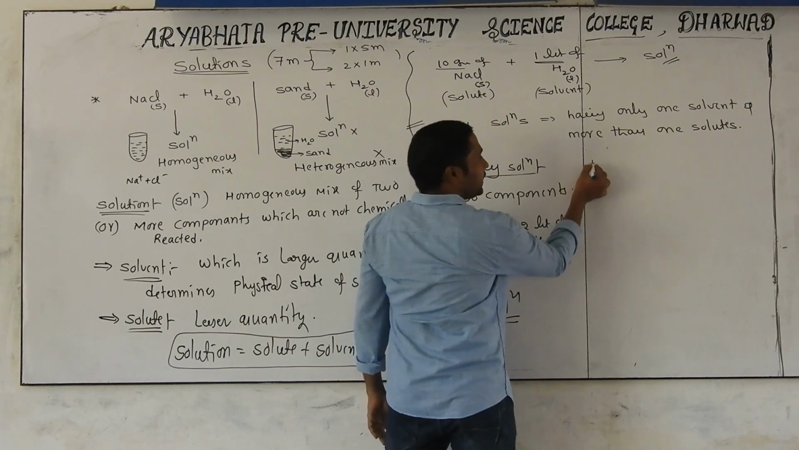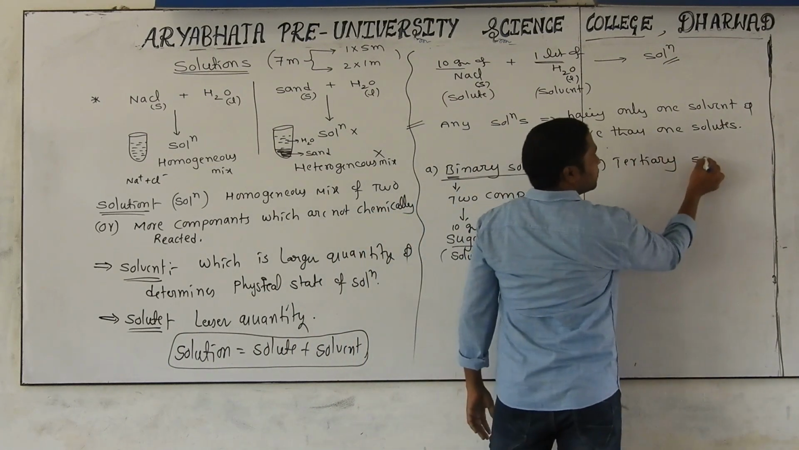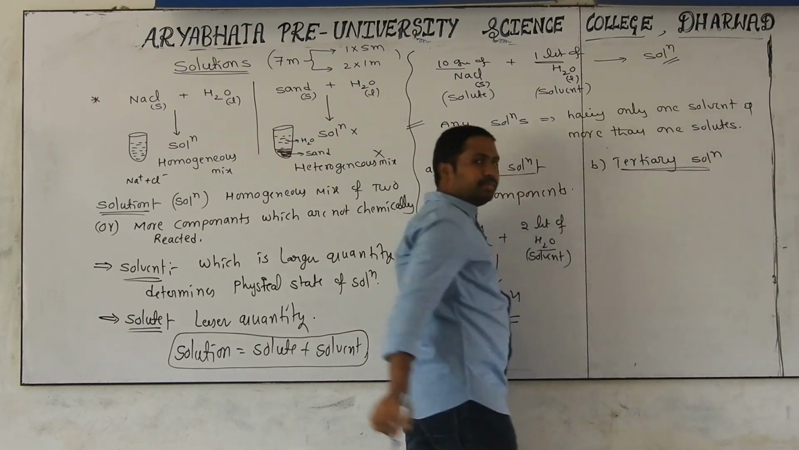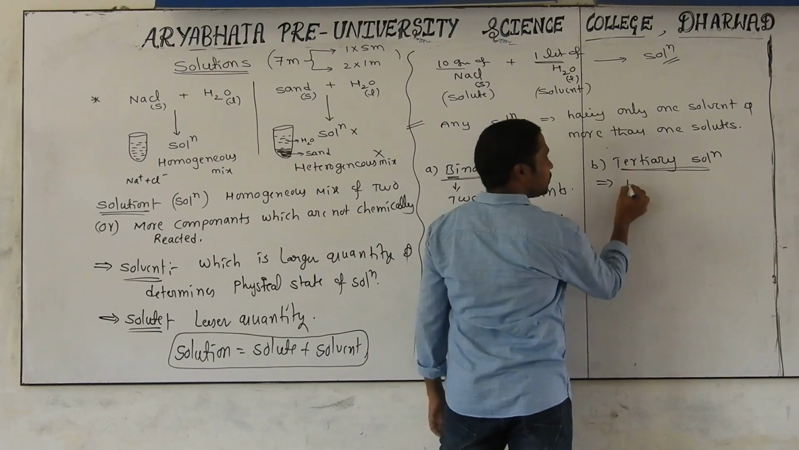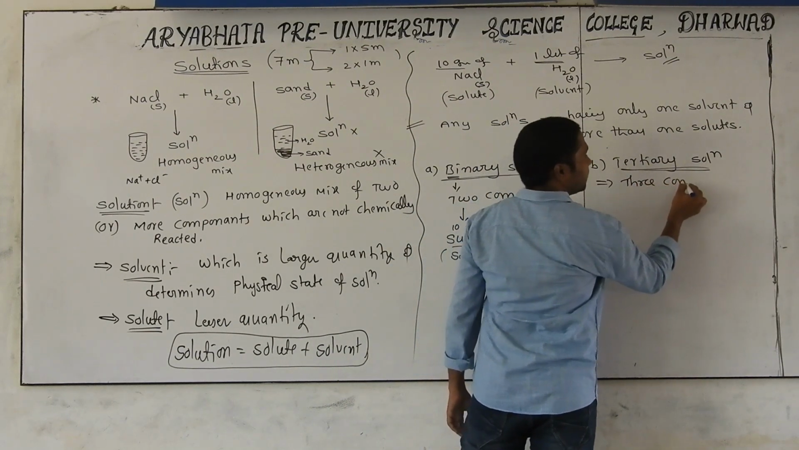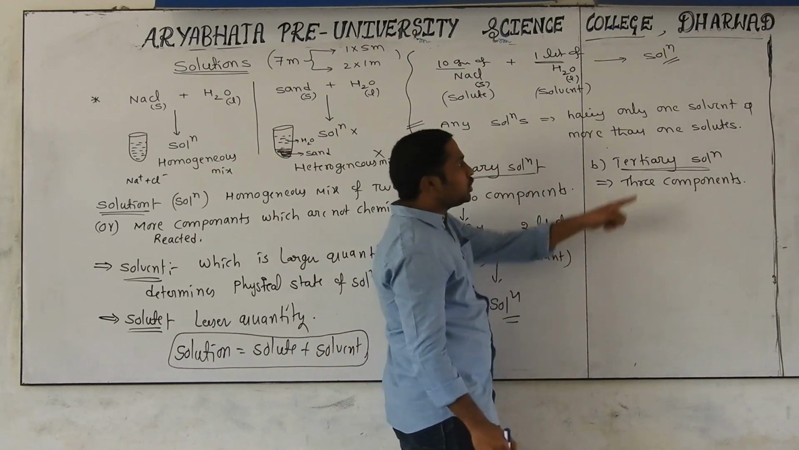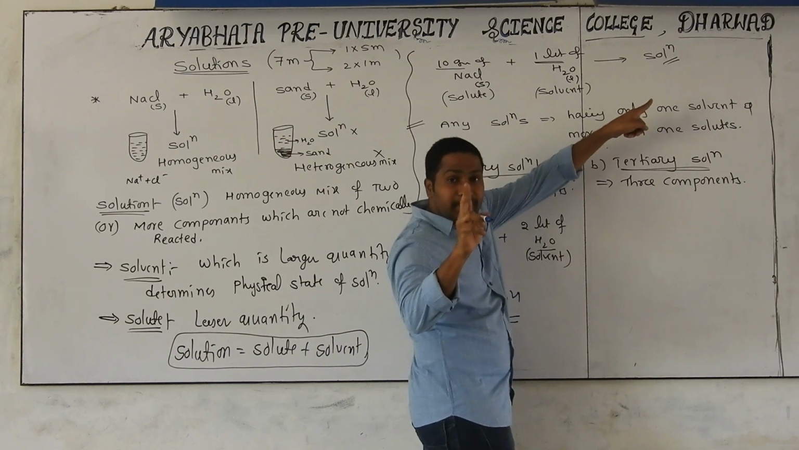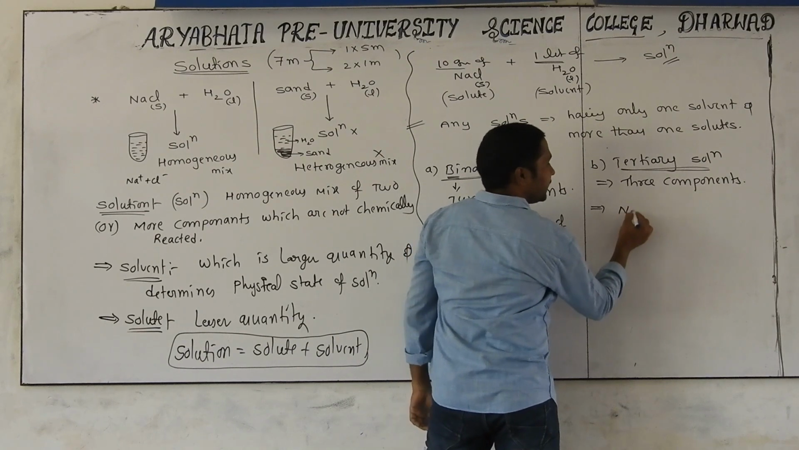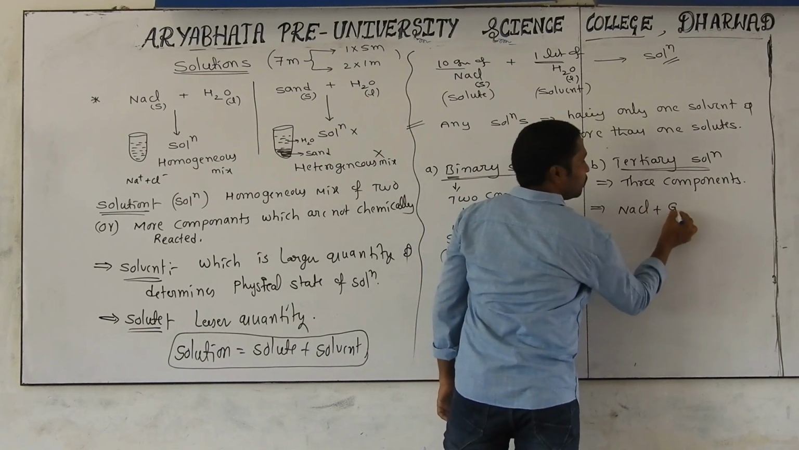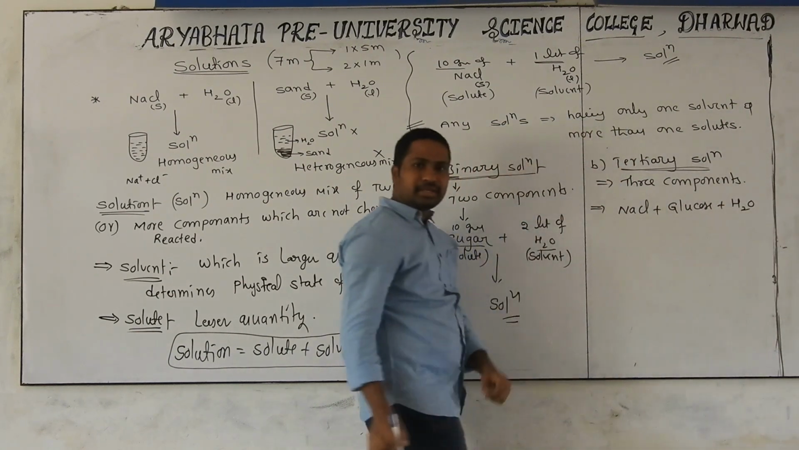Okay, now another one, it is nothing but tertiary solution. In that table the answer is there. It means a solution which is prepared by a combination of 3 components. So what is the meaning of 3 components? One should be solvent, 2 will be solute particles. For example, I will give you one thing, NaCl plus glucose plus water. Yes, this is called a tertiary solution.